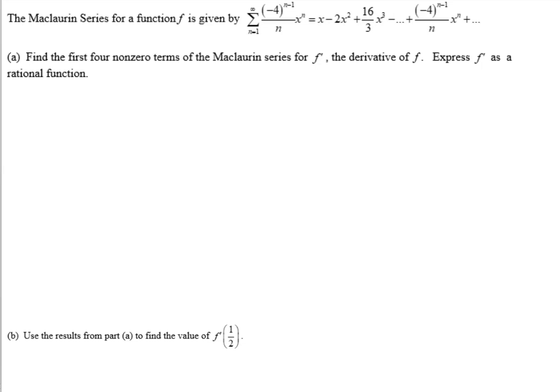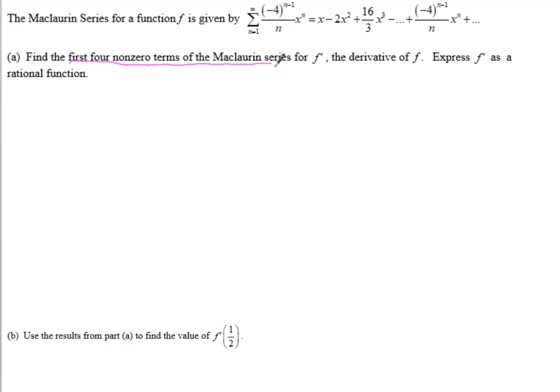A series for a function is given by this. They give you the general term both right here and in the pattern here, and then they show you the first three terms and the general term. And they ask you to find the first four non-zero terms of the Maclaurin series for f prime, the derivative of f.